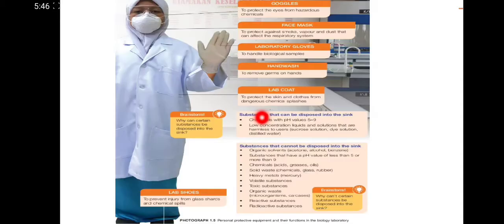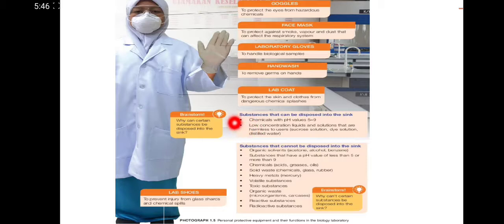So this one is personal protective equipment in lab. So this one yang kita perlu pakai sepatutnya dalam makmal. The first one, goggles, face mask, lab gloves, hand wash, to remove germs on hands, lab coat, and also lab shoes.